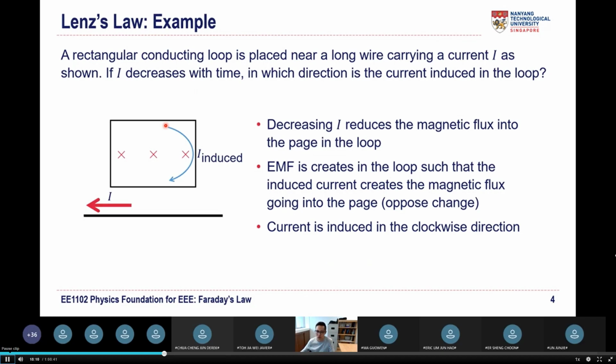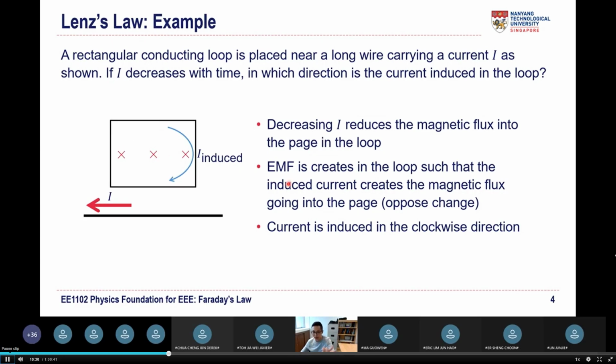In an attempt to maintain that. So how do you create a flux that is going into the magnetic field that is going into the page? By letting the current flow in the clockwise direction. Use your right-hand grip rule, and know that your fingers must be pointing in the clockwise direction in order to create more magnetic field going into the page.